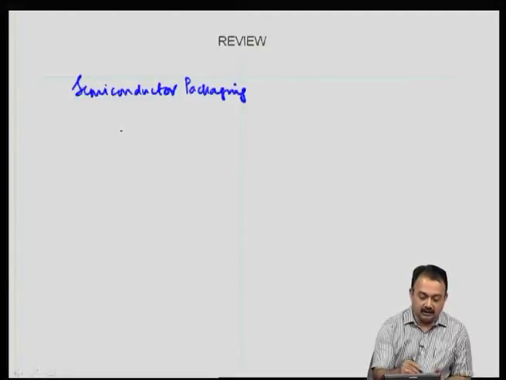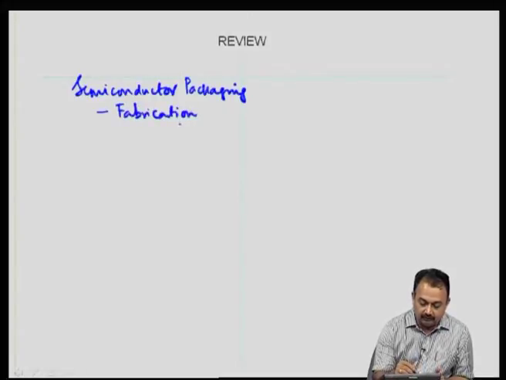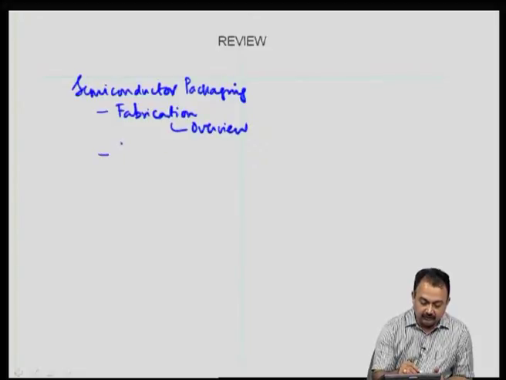Welcome back. This is another session of chapter 2, which deals with semiconductor packaging. As I mentioned earlier, in this we are going to look at semiconductor fabrication. That will be a very quick overview. Then briefly we will see the first level interconnection choices.